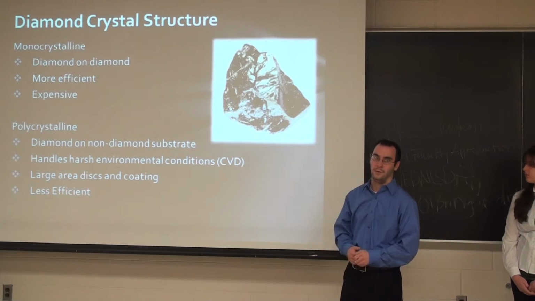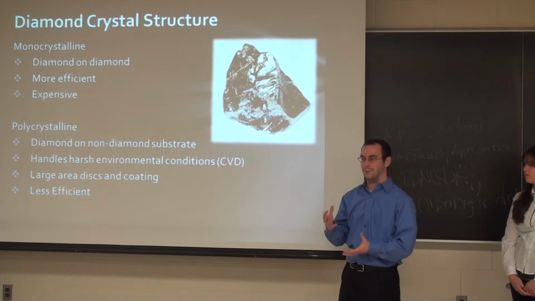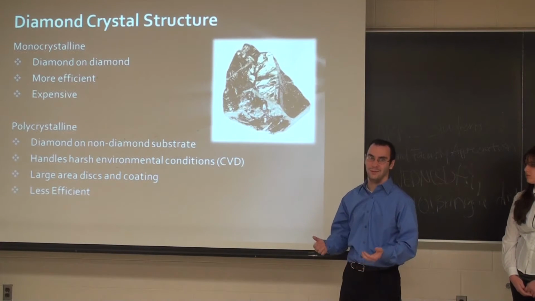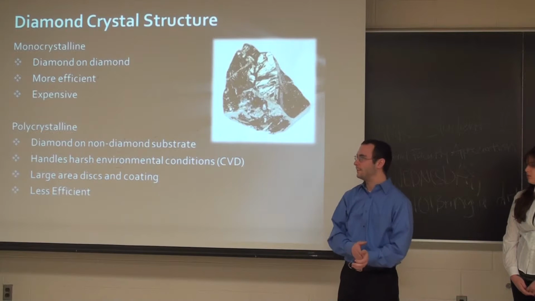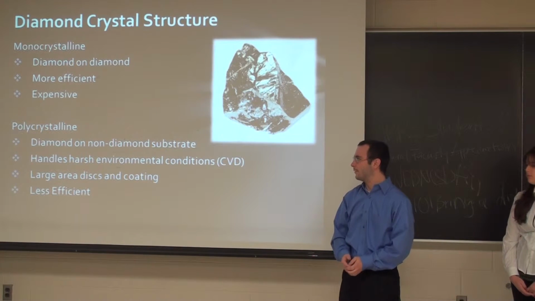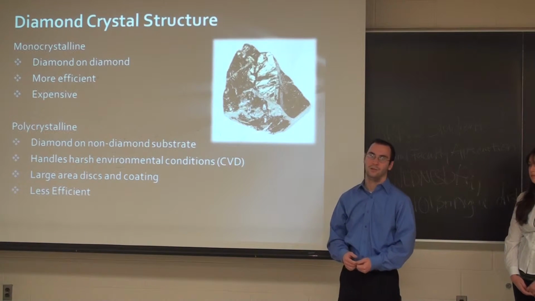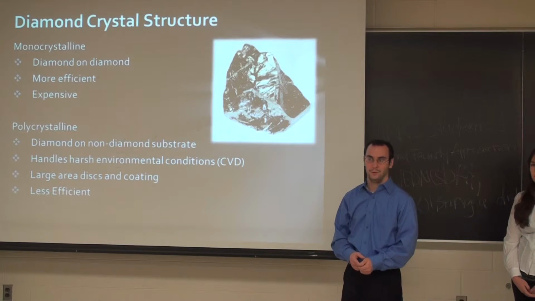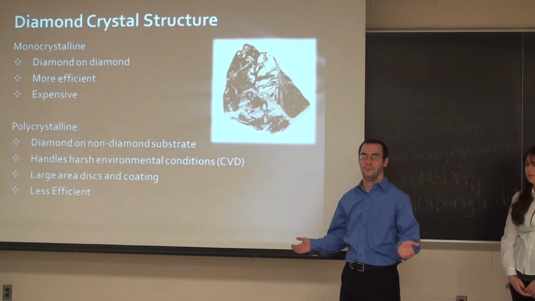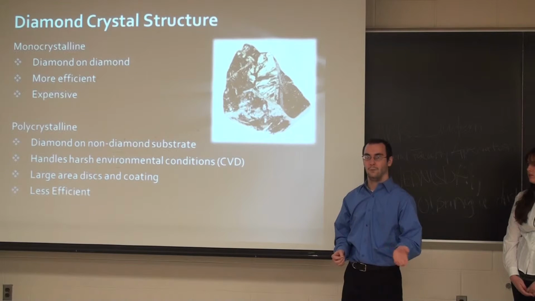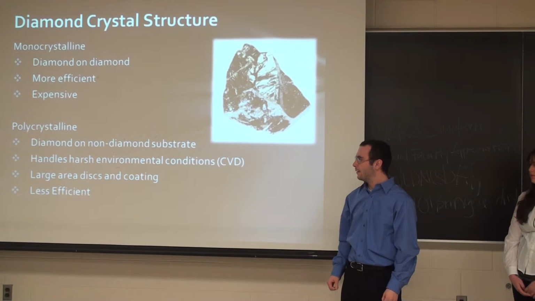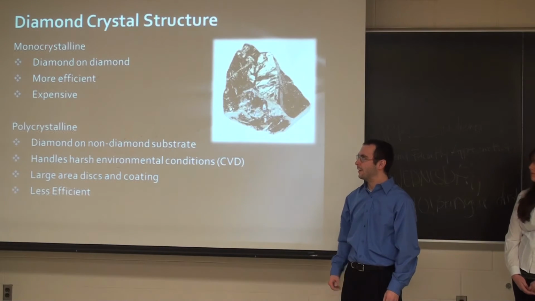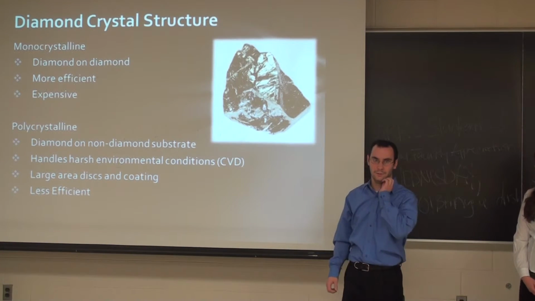Polycrystalline usually gets really big diamonds, also in terms of high temperature, high pressure. So there's large area, discs, and coating. Polycrystalline usually handles harsh environmental conditions. It's used for high speed, like warfare use and other stuff. And it's also less efficient in terms of the solar cell use.